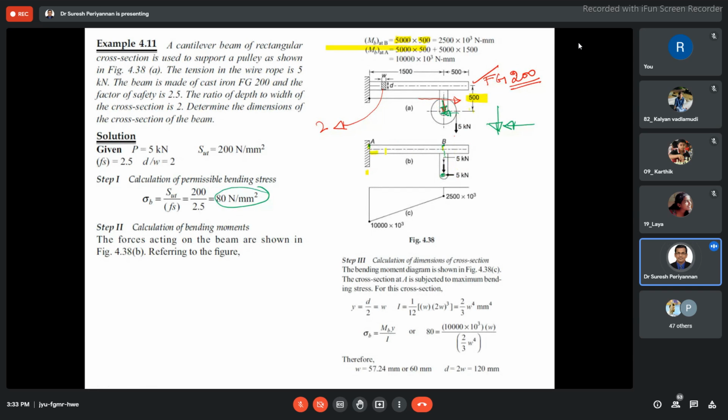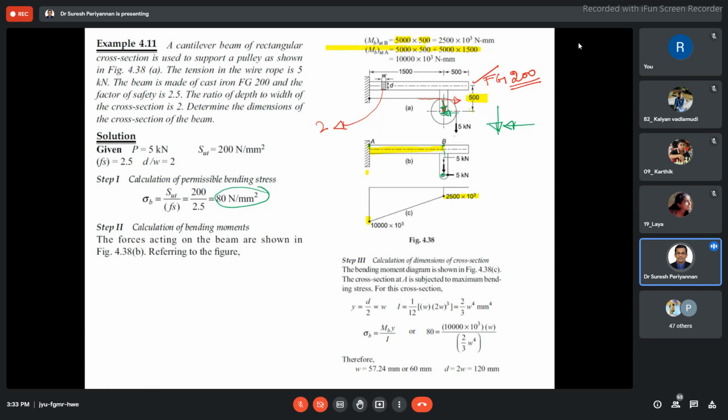This is very simple. The distance they have given is 1,500, then 5,000 into 1,500. That's all. So these two bending moments are necessary when you are going to define the dimension of the beam. Now, draw the bending moment diagram here. At the point A, the bending moment is 10,000 into 10 power 3 Newton millimeter. Here, 2,500 into 10 power 3 Newton millimeter.